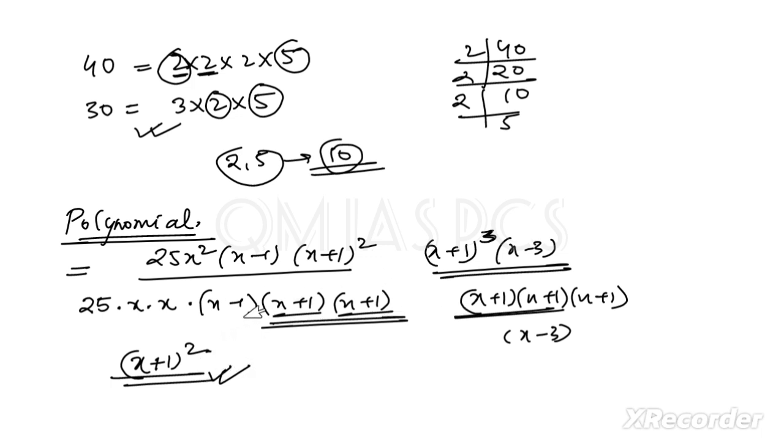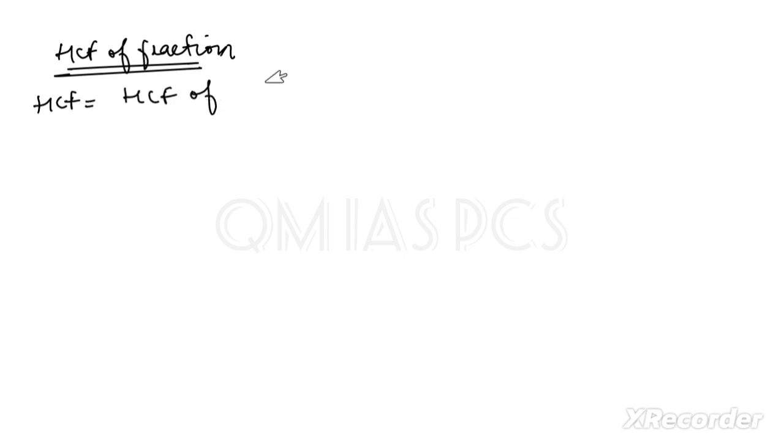For fractions it is important. So let's see fractions and decimals. HCF of fractions. How do we find the HCF of fractions? Simply, the formula is HCF equals HCF of the numerators divided by LCM of the denominators. For that, we have to tell you what LCM is.